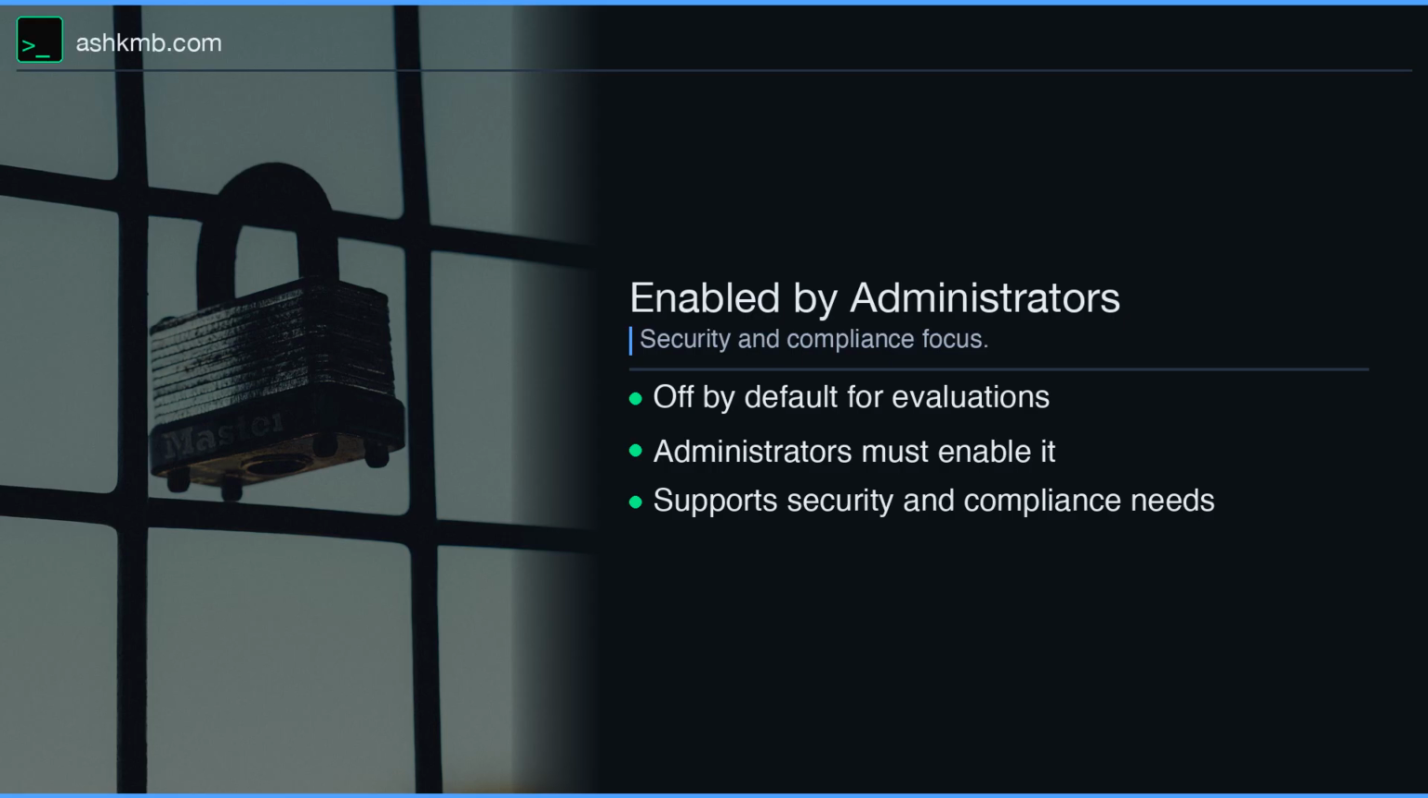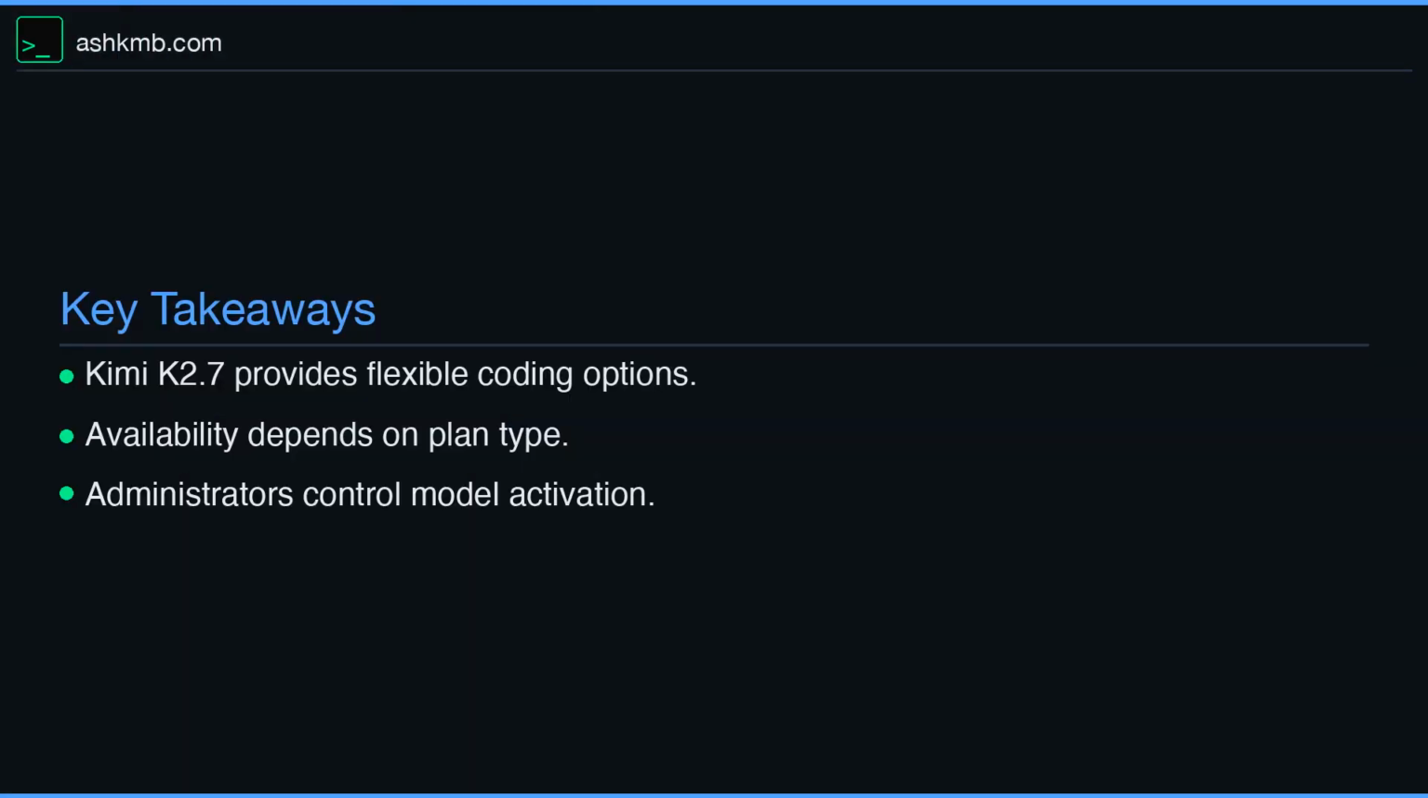Administrators must enable Kimi K 2.7 for Business and Enterprise plans. The model is off by default to allow organizations to evaluate their security and compliance requirements. In summary, Kimi K 2.7 provides flexible coding options with availability depending on the plan type. Administrators control model activation to meet security needs. How do you think the introduction of open weight models will impact coding practices in organizations?